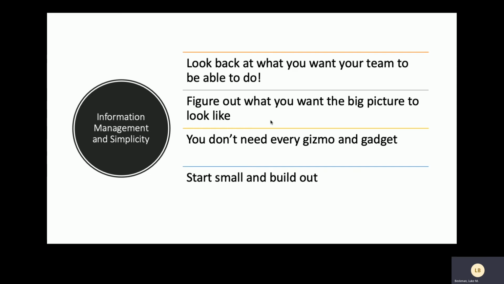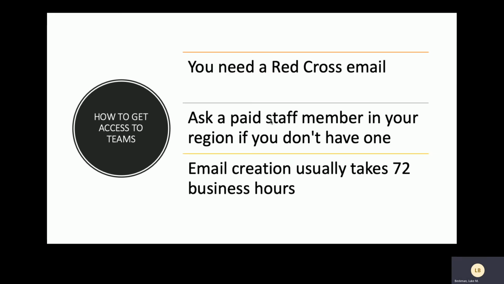Figure out what you want the big picture to look like. Map it out. How to get access to Teams: you need a Red Cross email. If you don't have a Red Cross email, you can ask a paid staff member in your region, and they can request an email for you. Email creation usually takes about 72 business hours. But if you're watching this video and you don't have an email, you should absolutely get one.